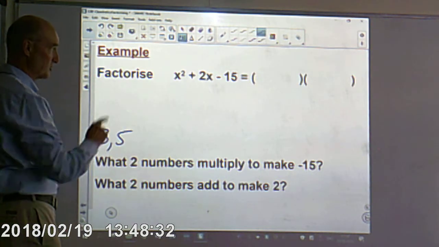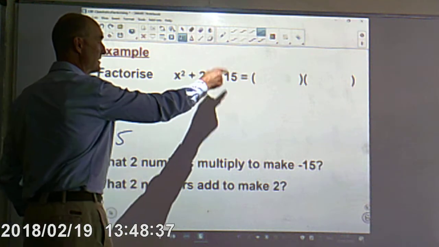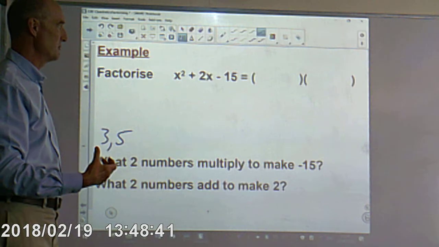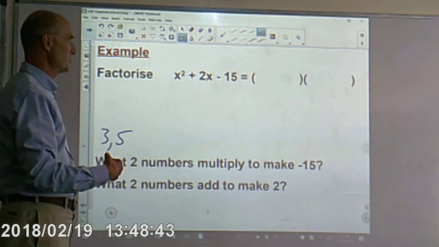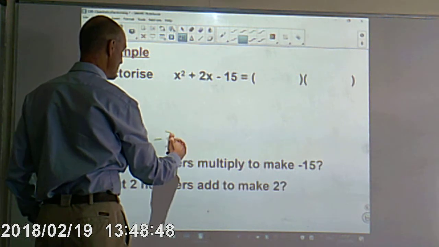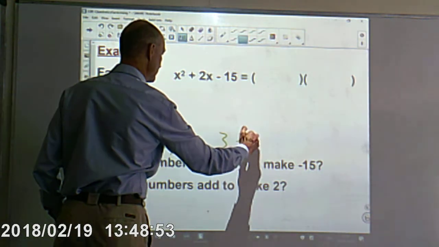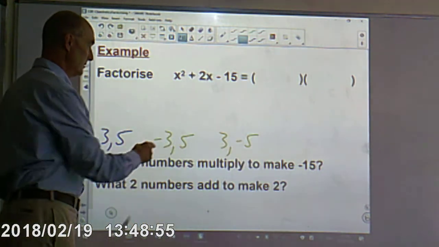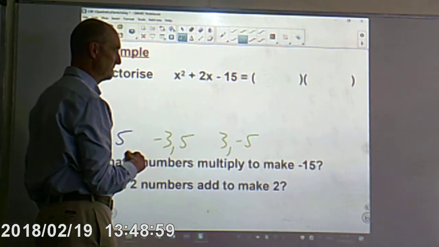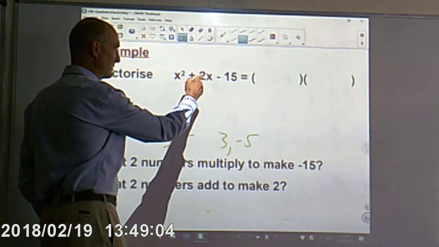I've just said one of them's got to be positive, one of them's got to be negative, because they've got to multiply together to make a negative number. So if your result is a negative number when you multiply two numbers, one of those original numbers has got to be positive, one of them's got to be negative. So we could have minus 3 and a positive 5, or we could have a positive 3 and a negative 5. So both of those combinations, either one of those would give me my negative 15. But which one of them, when we add them together, gives me positive 2?